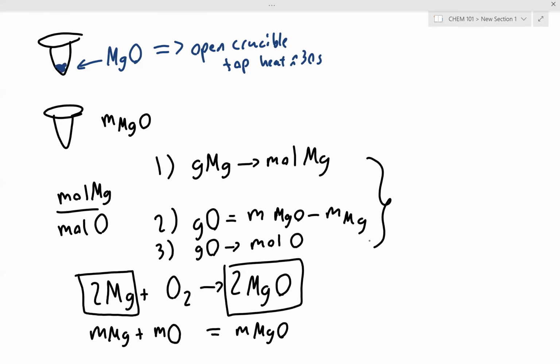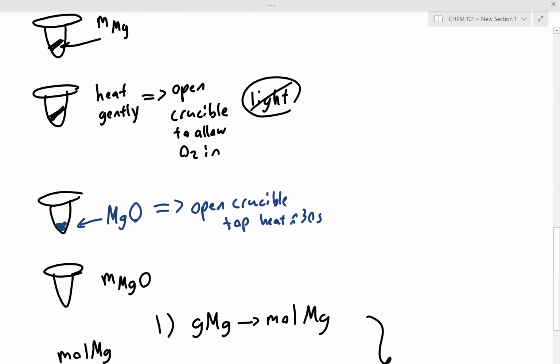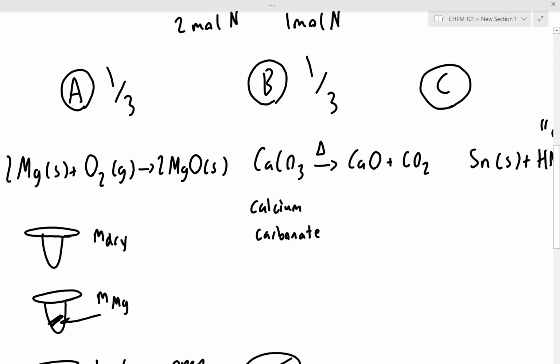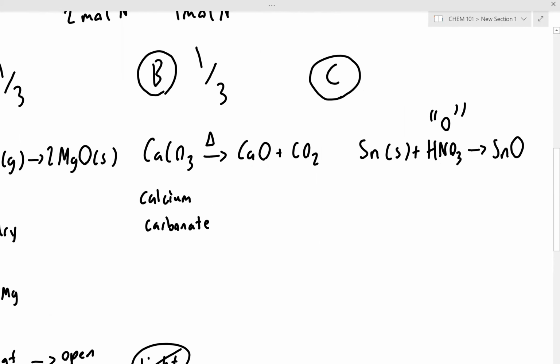Okay, so that's the first part, A. So I'll be able to let loose a third of you on part A. Let's talk next about part B, just for completeness. For part B, we're looking at the decomposition of calcium carbonate.